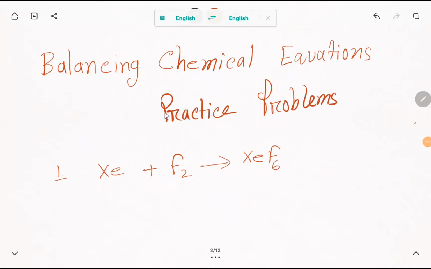Welcome to this class, balancing chemical equations. Here are some practice problems. If you practice these problems, I think you will be good at balancing chemical equations. So let's get started.